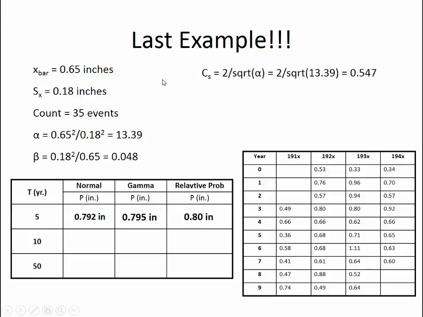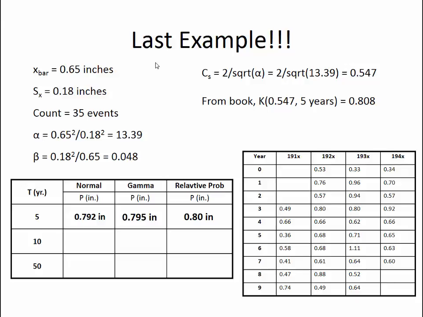So let's look. The first thing we want to do is calculate the skew coefficient, again, C sub s. And we know that that's defined as 2 divided by the square root of alpha, right? And in this case, we said alpha is 13.39. So we just take 2 divided by the square root of that value, and we get a skew coefficient of 0.547. Okay, good.